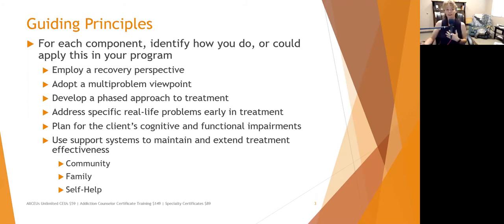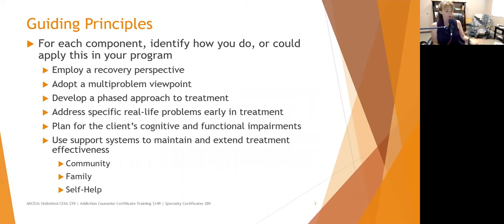So we want to focus on maybe parenting issues or any legal issues related to that. We want to help them identify some of those real life problems that are sort of supporting the unhealthy thoughts and behaviors, and help them start addressing those, so we take away that undercurrent of negativity. We want to plan for clients' cognitive and functional impairments.